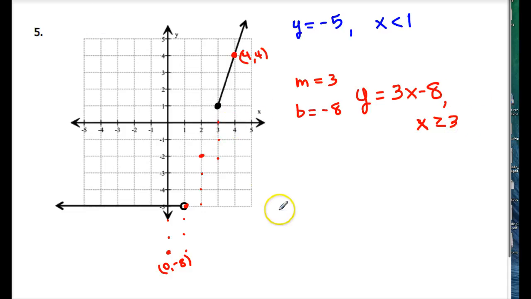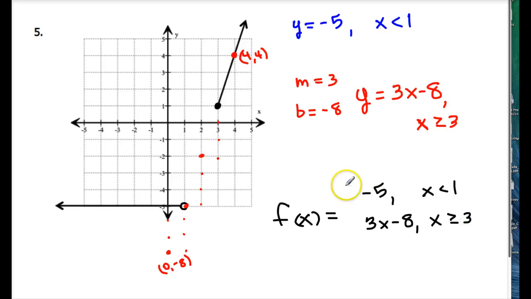So this piecewise function would be f of x equals negative 5 for a domain of x values less than 1, and then 3x minus 8 for a domain of x values greater than or equal to 3.